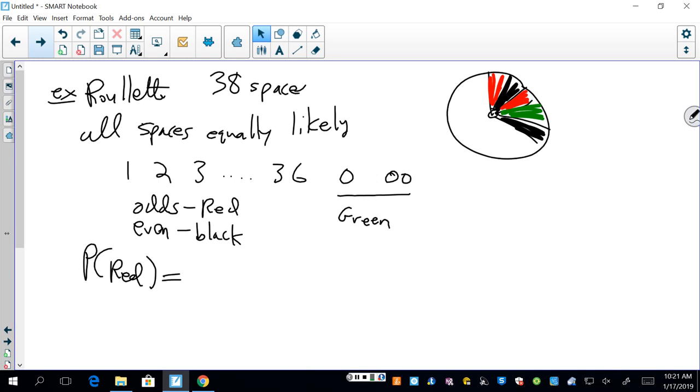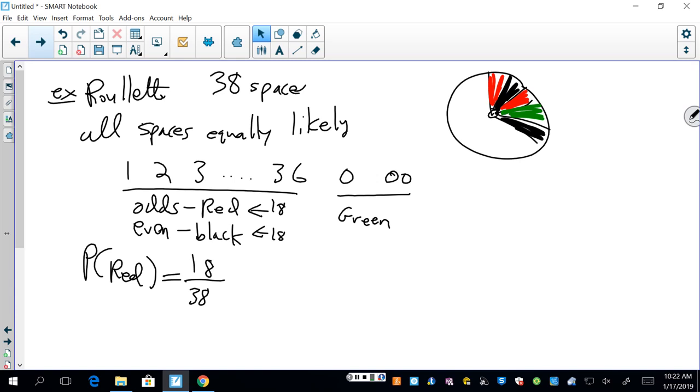So how many of these numbers would be red? Half of those, just 18. There's 18 numbers here, there's 18 numbers here. So if all 38 are equally likely, the probability of getting red is 18 out of 38. A little bit less than half, because it's 18 out of 36 going.